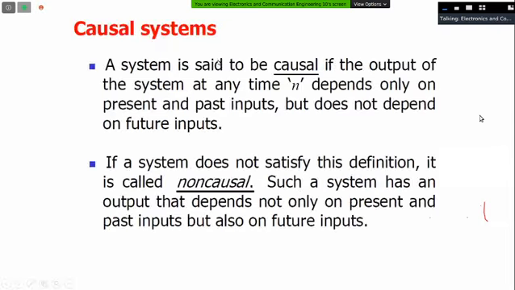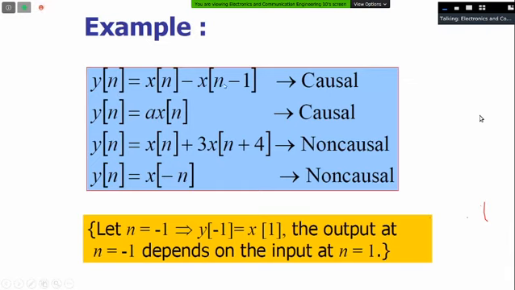Okay. Now let's look at what are causal systems. All these things I think you have studied in your signals and systems course also. But anyway, a system is said to be causal if the output of the system at any time n depends only on the present and past inputs, but does not depend on future inputs. So this type of system will be called a causal system, whereas if a system does not satisfy this condition, that means it depends on the future inputs also, it is called a non-causal system. Such a system has an output that depends not only on the present and past inputs, but also on the future inputs. Now let's take an example, where one example is yn is equal to xn minus 1.